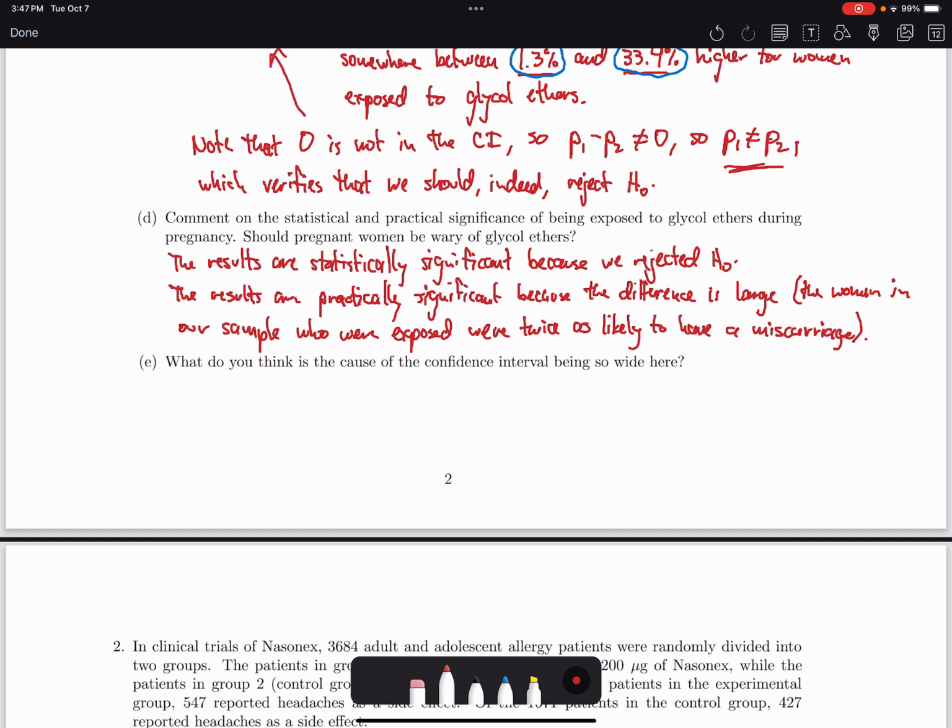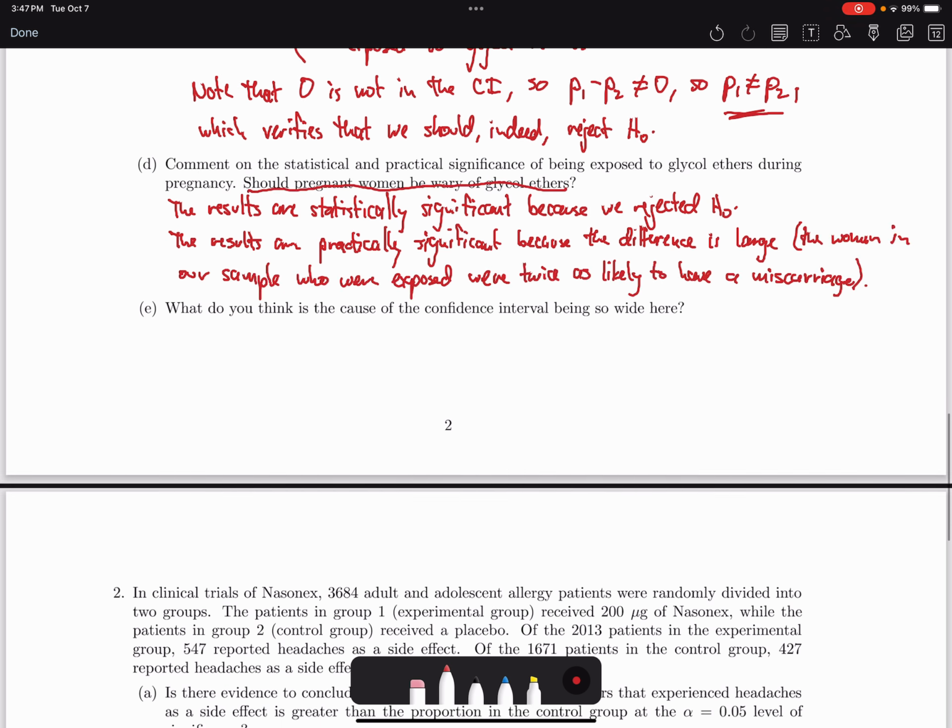Okay, and now I'm kind of out of room to answer this question, should pregnant women be wary of glycol ethers? But I think it's heavily implied by what I just wrote down that yes, right? Women who are pregnant should avoid glycol ethers because they're twice as likely to experience a miscarriage if they're exposed to glycol ethers. Now, of course, this data might be made up, right? So you got to take this with a grain of salt. I'm not like a medical doctor or anything, but if this were real, like if these were real data, then I would say, yeah, pregnant women, steer clear of glycol ethers, right?